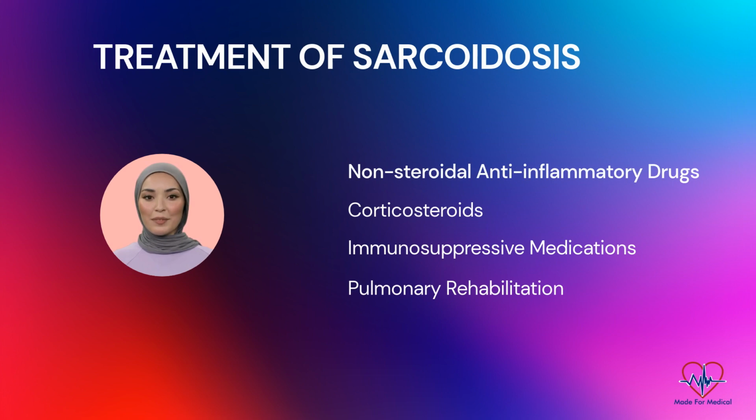Pulmonary rehabilitation. In cases where sarcoidosis affects the lungs and causes breathing difficulties, pulmonary rehabilitation programs may be recommended. These programs involve exercise training, breathing techniques, and education to improve lung function and overall physical well-being.